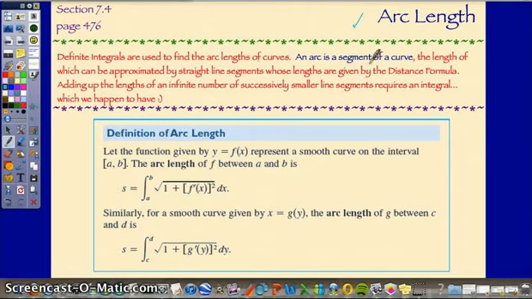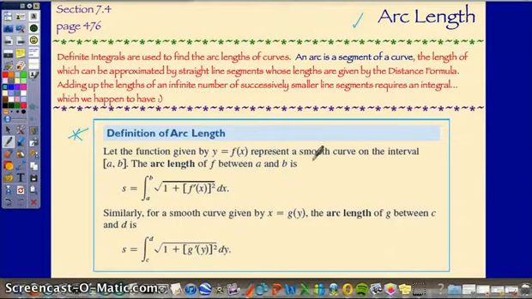An arc is a segment of a curve, the length of which can be approximated by straight line segments whose lengths are given by the distance formula. Adding up the lengths of an infinite number of successively smaller line segments requires an integral, which we happen to have. I'll demonstrate how this is going to work on the next slide, but first let's go ahead and have what our definition of arc length is.